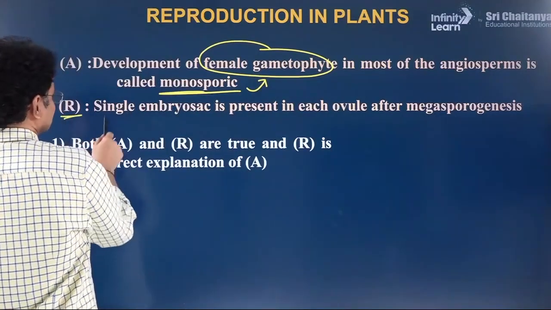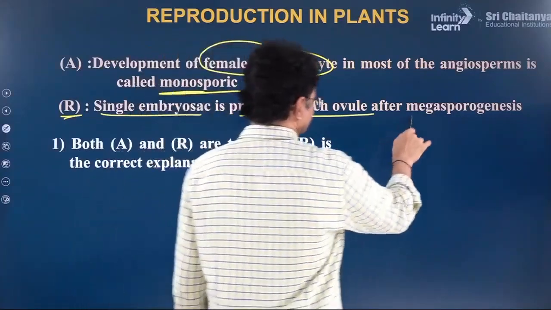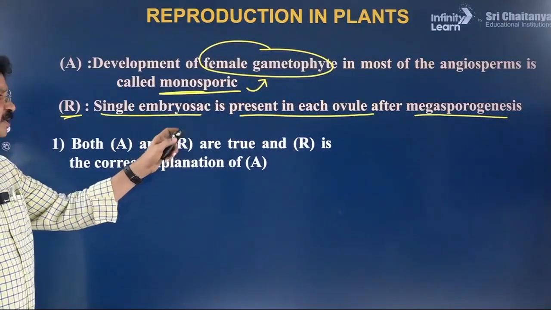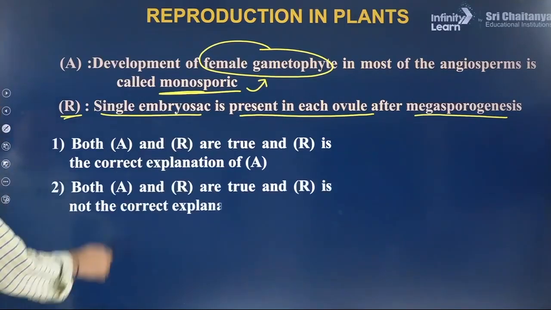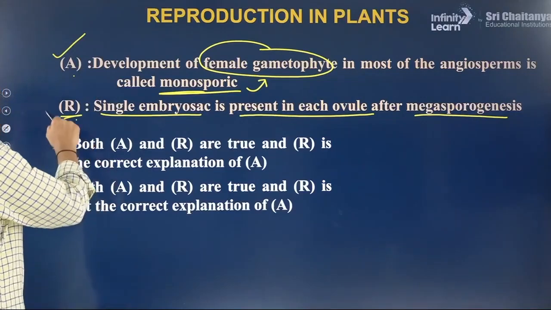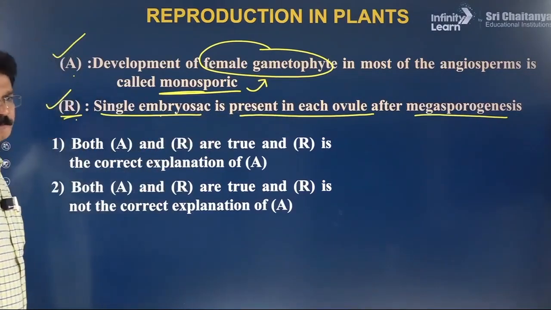Read the reason. Single embryo sac is present in each ovule after megasporogenesis. Statement assertion is true, no doubt. Statement reason is also true. Only 1 embryo sac is possible to be present in each ovule.